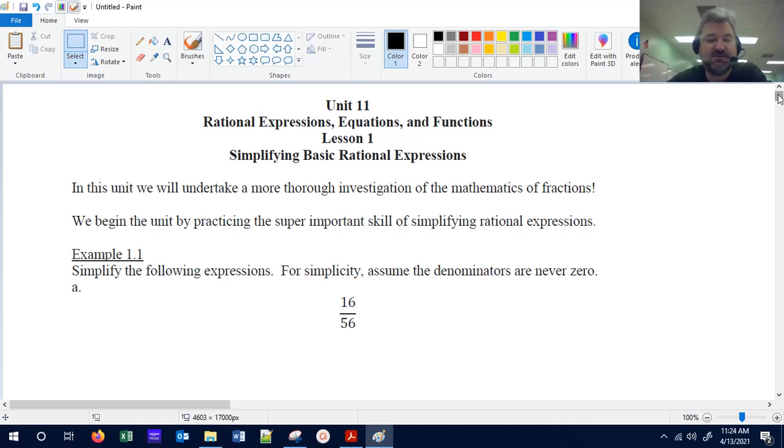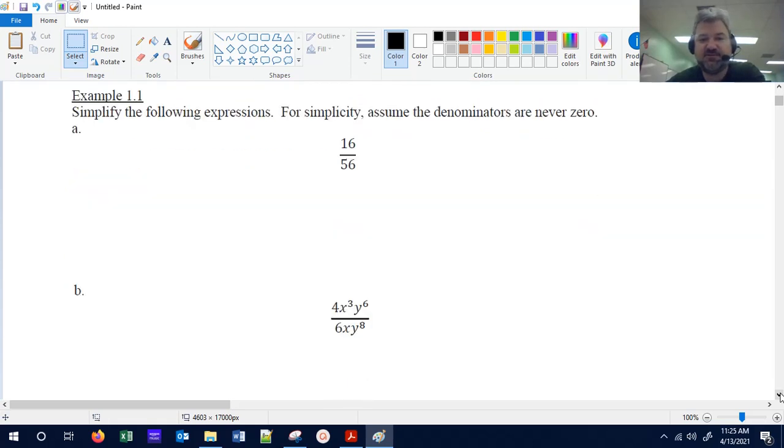So basically, you can think of this unit as being a more thorough investigation of the mathematics of fractions. We've been dealing with fractions a little bit all year, but now we're really going to look in depth at some expressions. Let's start by simplifying some expressions. Let's start with 16 over 56.